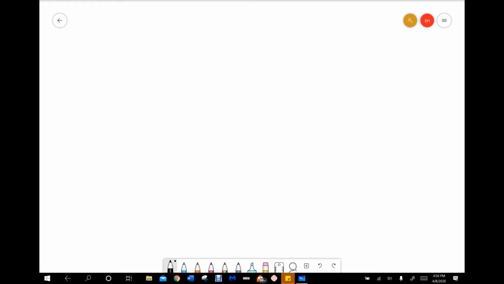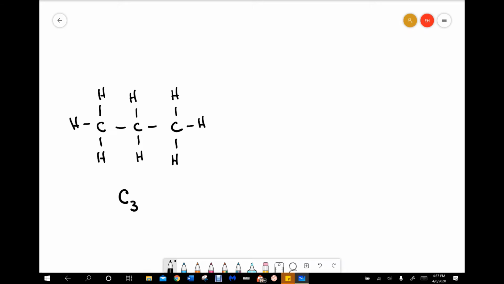Let's say, for example, that we have a molecule that is 3 carbons long, and of course each carbon will complete the octet by adding hydrogen. If we had to write a molecular formula for this compound, we would call it C3H8, with a total of 8 hydrogens. As we'll come to learn later, this is called propane.